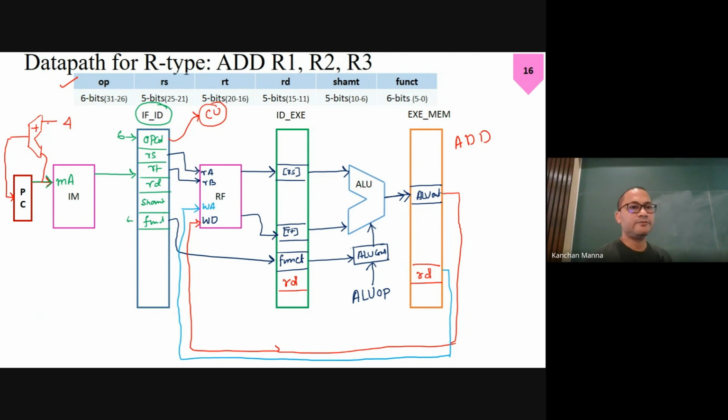Because of that, we have seen this kind of circuit in the single cycle data path. Got it? So the next instruction would be fetched, and because of that, we have this circuitry here. Clear? Okay. Any doubt?